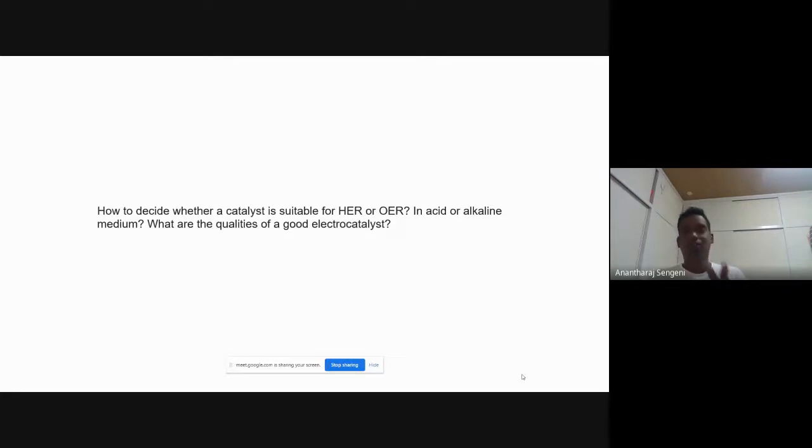So these are the two things one must do. And the quality of a good electrocatalyst is nothing but, the problem is simple. You need to have an active catalyst that is highly selective for the reaction you are willing to study, and also very stable. So these are the three qualities that a good electrocatalyst should have. So yes, that's all about the question.